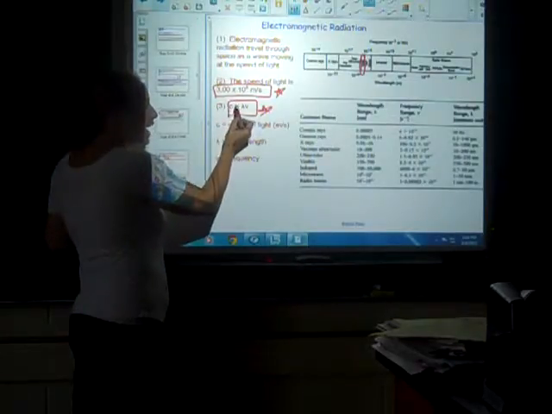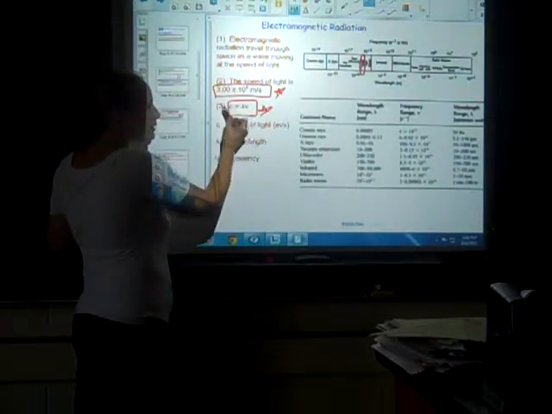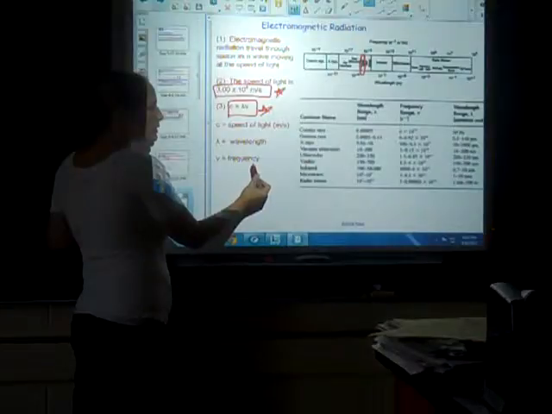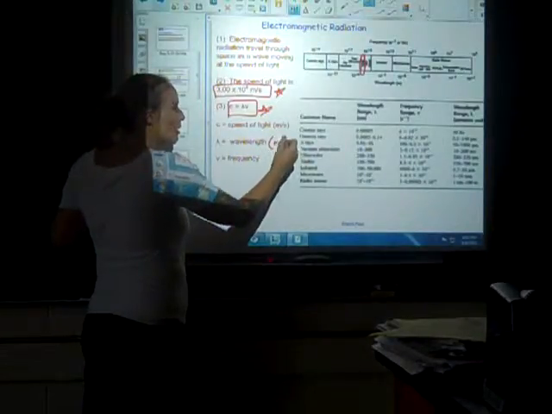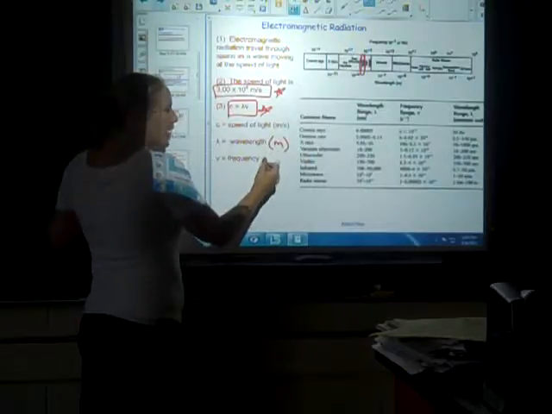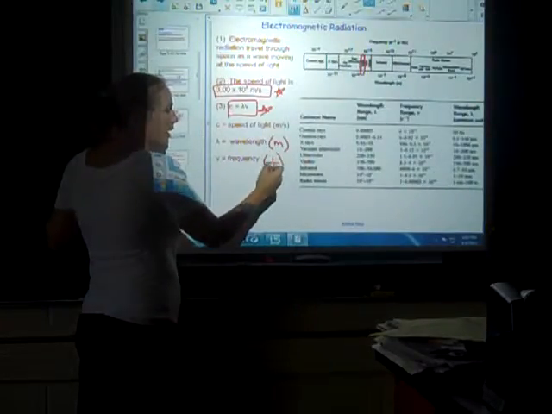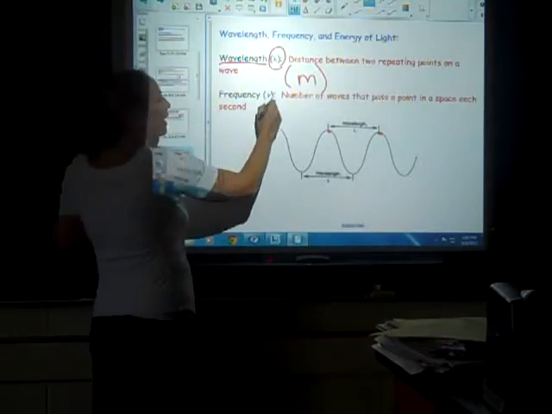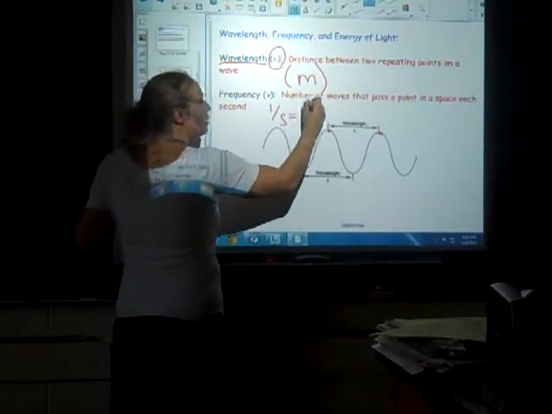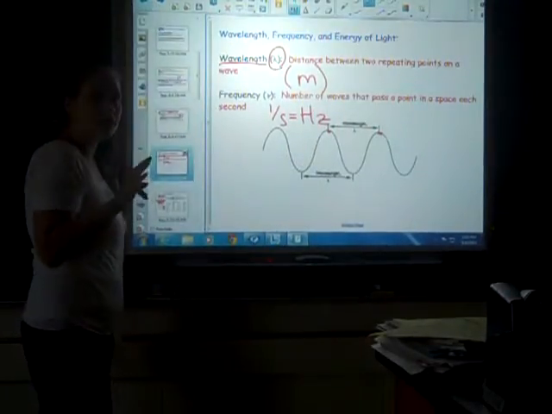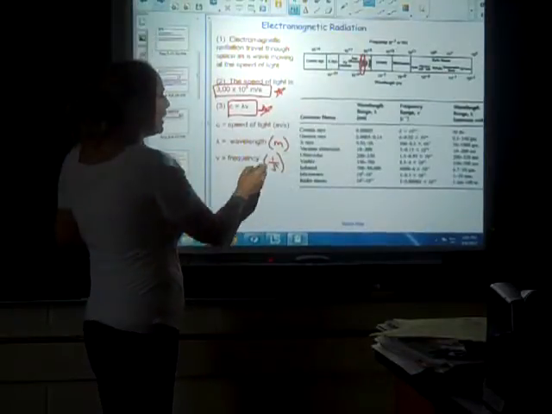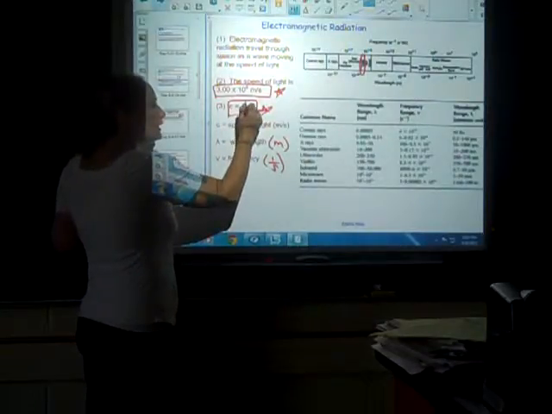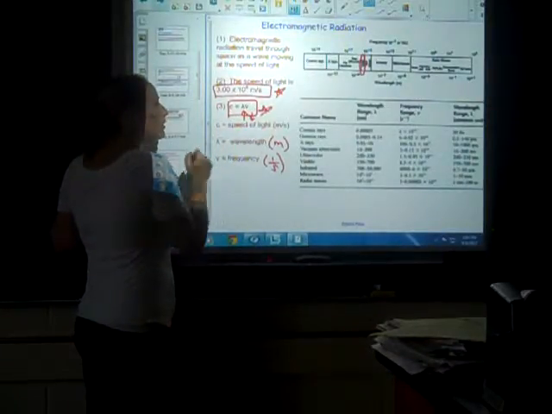This equation tells us, again, every electromagnetic radiation travels at the speed of light, and that is going to be equal to lambda, which was our wavelength, times nu, which was our frequency. And remember, wavelength is measured in meters. Frequency is measured in inverse seconds, which is also abbreviated as a hertz. Okay, you can use either of those for frequency. And again, you would see the seconds would cross out, giving us this nice equation. Okay, as I mentioned, the longer the wavelength, the lower the frequency.